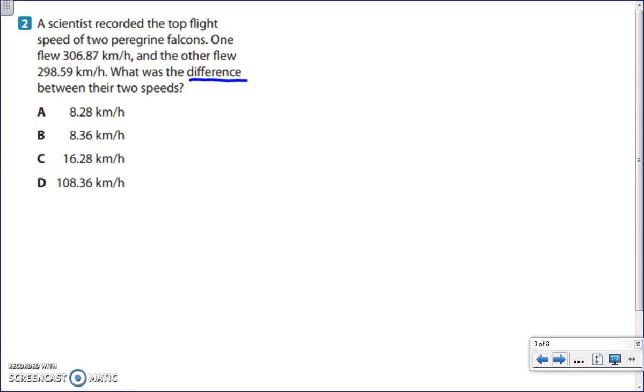So, of course, if I just use my estimation skills, I have about 307 and about 299. So I know that that's just 8. So my answer should be somewhere around 8 if I'm finding the difference between their speeds. So right away I know choice D is probably not a great choice, and I know choice C is probably not a great choice. And this is a strategy that you need to start becoming familiar with.